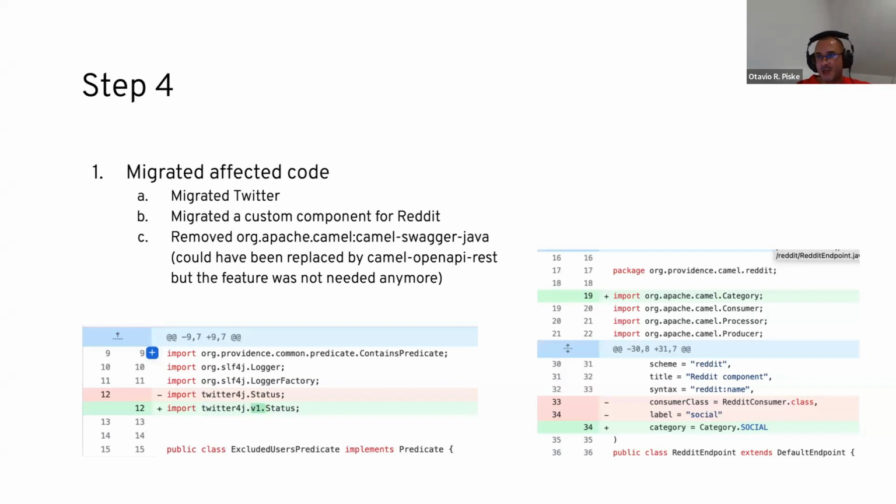Then, my application has a custom component for consuming data from Reddit. I had to adjust a few things on that component because one of the annotations it uses, I think the consumer annotation, had a few of its members removed because they were deprecated, and I had to adjust my application for that. And lastly, the Camel Swagger Java component was removed. My application made use of that. It did not provide any important feature in terms of that application, so I simply removed it from our code, and that was all it took for it to be migrated.